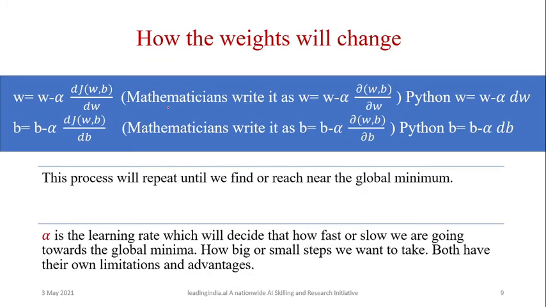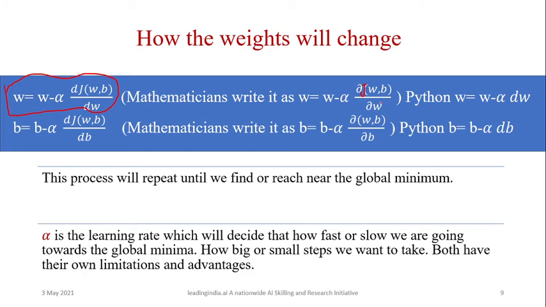In order to find that weight value, we have this magical formulation: W equals W minus the partial derivative of J of W, B with respect to W. Right? Now you may ask how exactly this works. So let's see how exactly it will work.